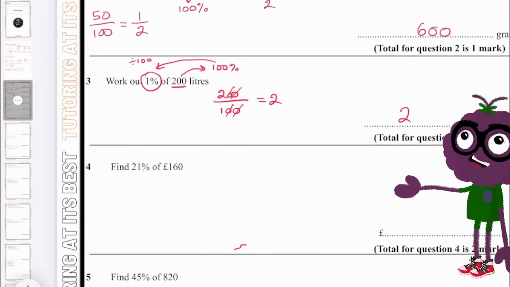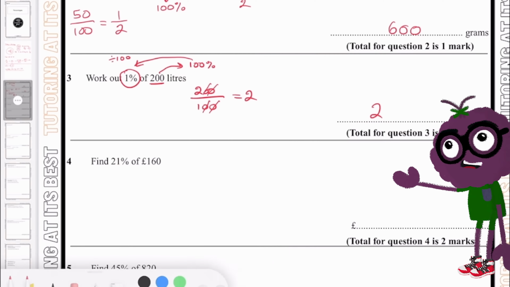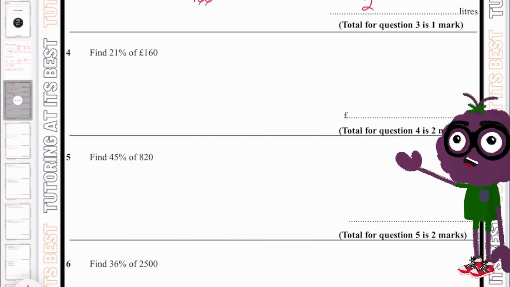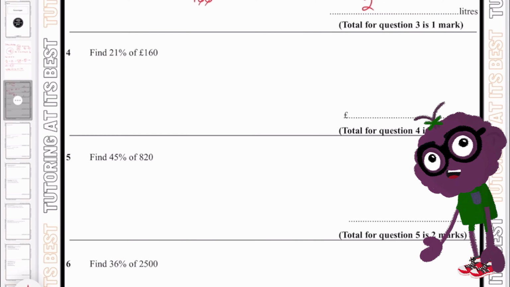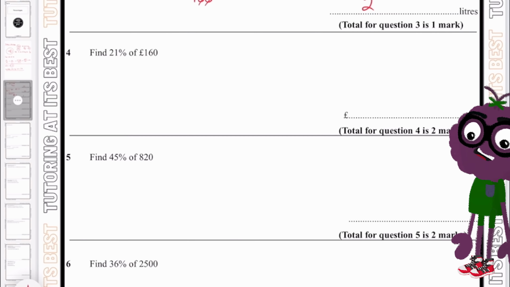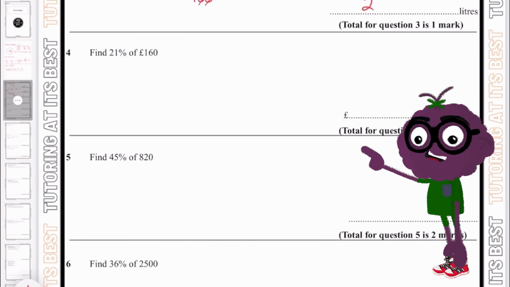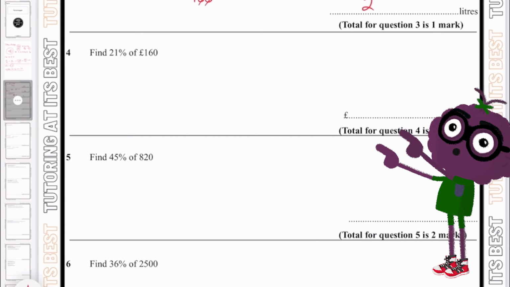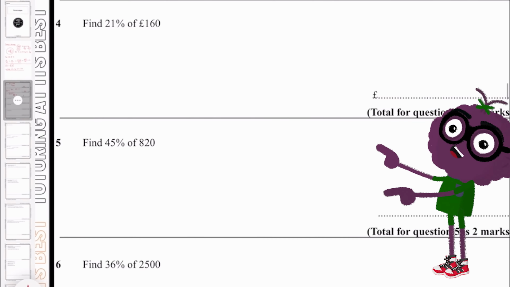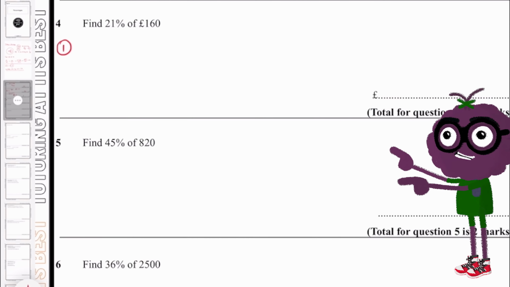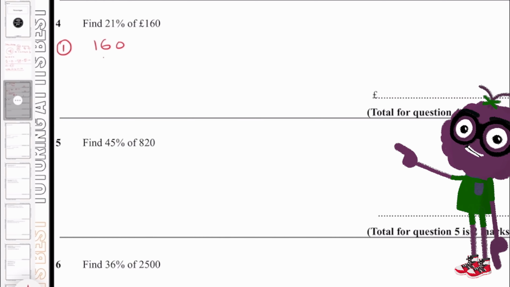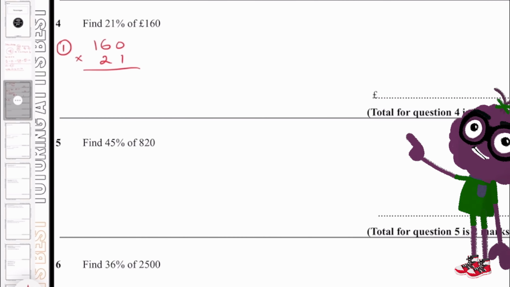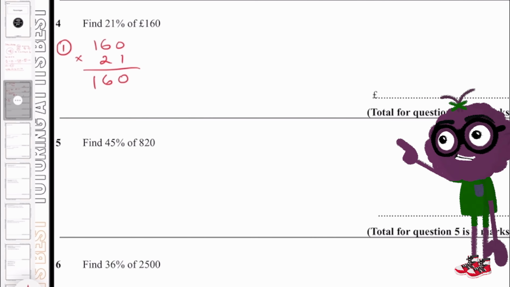Marvelous. Okay, question number 4. Find 21% of 160 pounds. So again, there's 2 ways around this, and I'm going to show you 2 different methods, and you can decide which method is easier for you. So the first thing we can do is simply multiply 160 by 21.